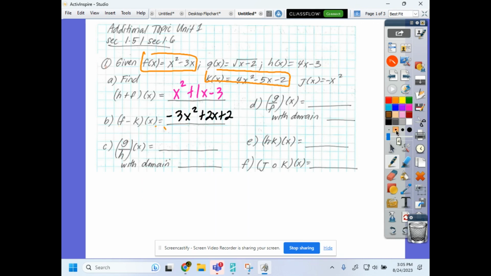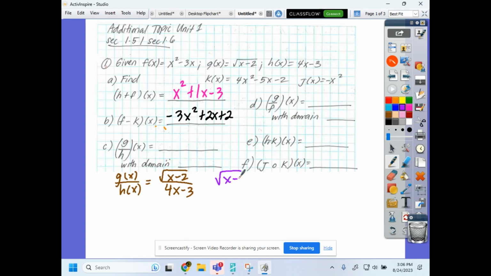This is the quotient. You're going to divide g of x over h of x. The g of x is square root of x minus 2 over, what's h of x? H of x is 4x minus 3. Okay, that's the answer, but you have to include the restriction, the domain. We have learned it in the previous section. We know that the square root of x minus 2 has a restriction that it has to be greater than or equal to 0. And we know that 4x minus 3 must not be equal to 0.